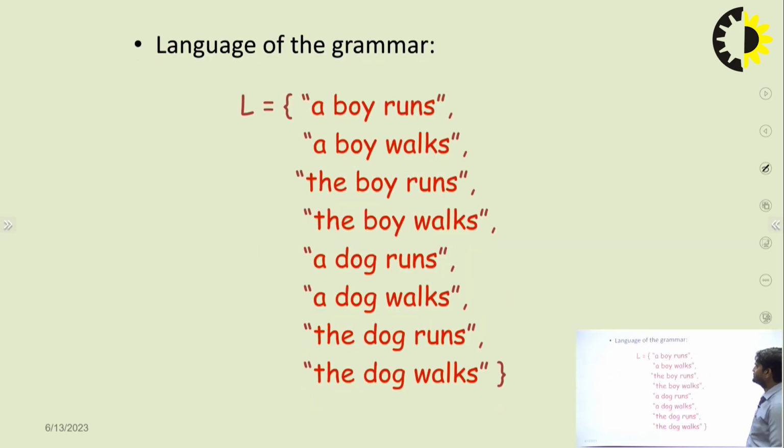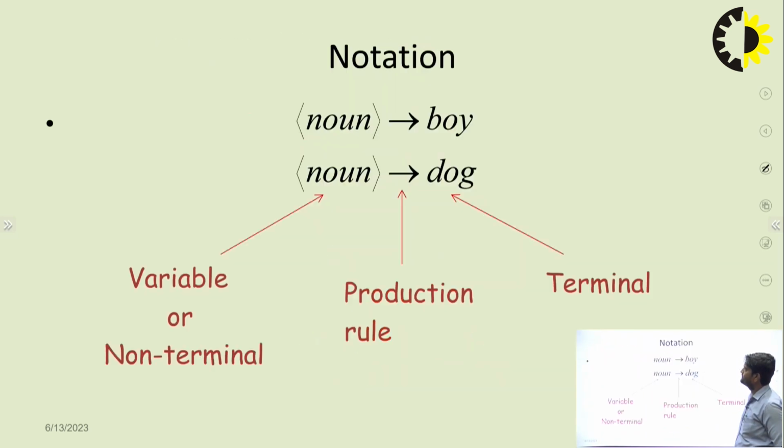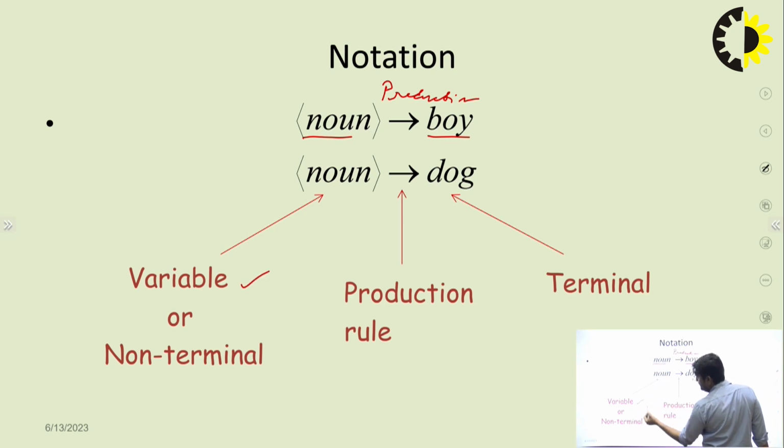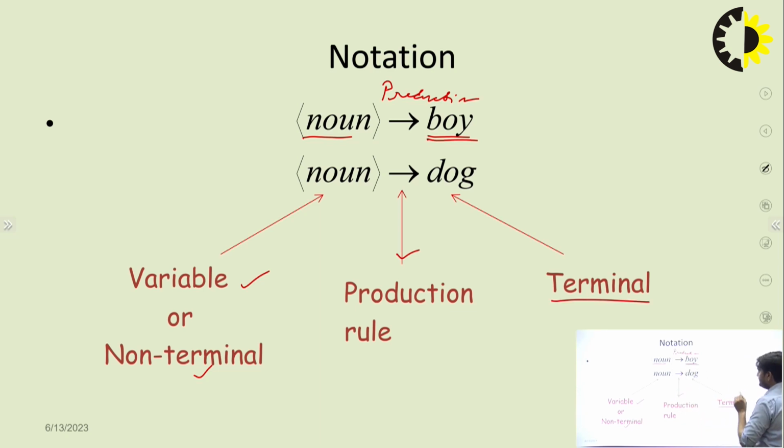Here there is the language of a grammar. A language may be finite or infinite. A language is finite if it is generated from finite words. Now the notation: a noun generates boy, and that is a production rule. Production is given as noun generates boy, and similarly noun generates dog. Here noun is a variable, also known as a non-terminal, and the right-hand side is a terminal. This information is stored in the dictionary.